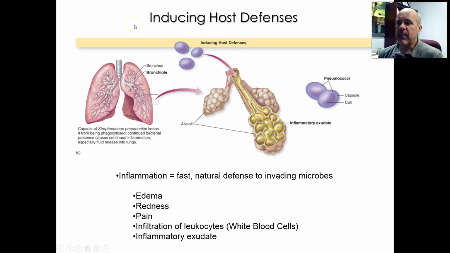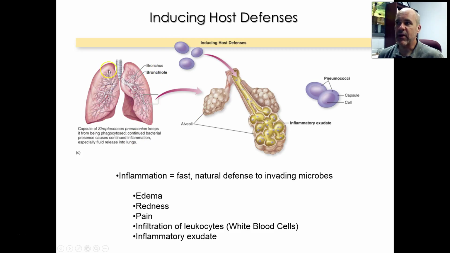All right, so another way that microbial infections can cause damage in the body is simply through inducing host defenses. So sometimes the immune system's reaction is what actually causes the damage and the problems for you. And a really good example is when you develop pneumonia. Streptococcus pneumoniae, we've talked about this organism before. That is a type of bacteria that has a capsule which helps prevent phagocytosis. This is a pretty common cause of bacterial pneumonia.